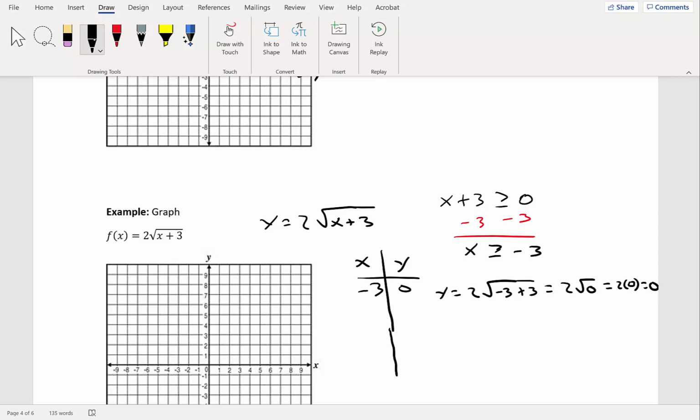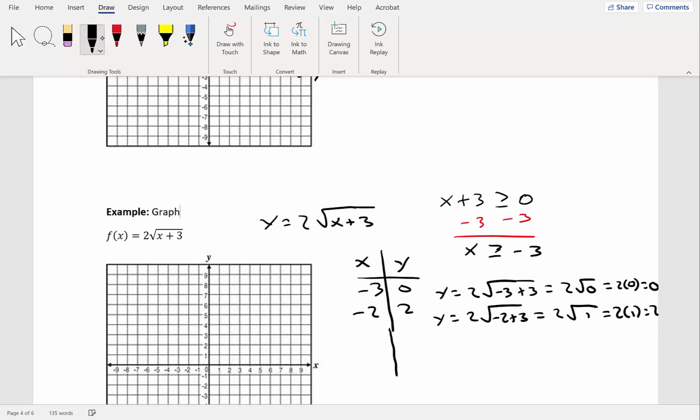Next, you want another perfect square. So the next perfect square would be the square root of 1. So you have to determine what can I plug in for my x in order for me to get a 1 inside this radical. Well, negative 2 would work. So if I plug in negative 2, I have y is equal to 2 times the square root of negative 2 plus 3, which gives me 2 times the square root of 1. So I have 2 times 1, which gives me 2. Okay, so that gives me another point. Let's go ahead and find 2 more.